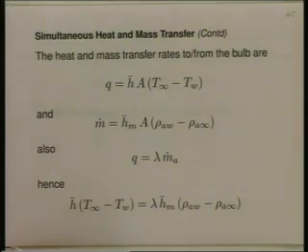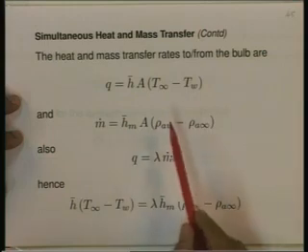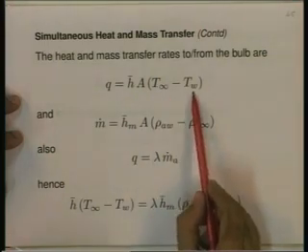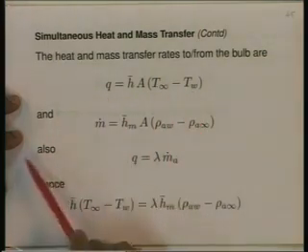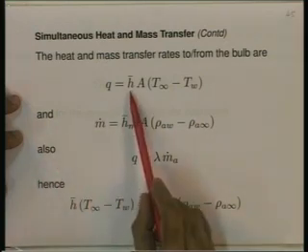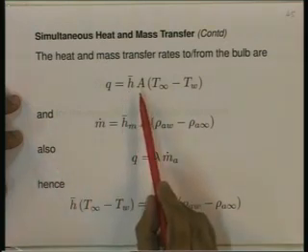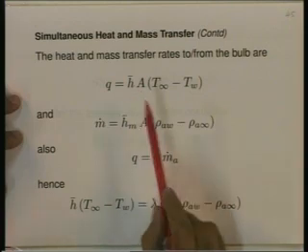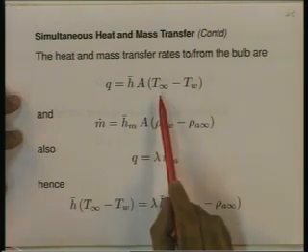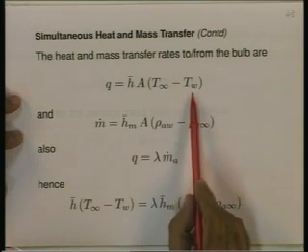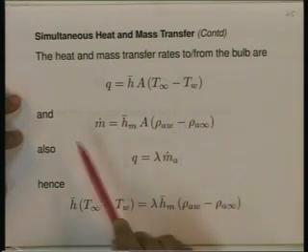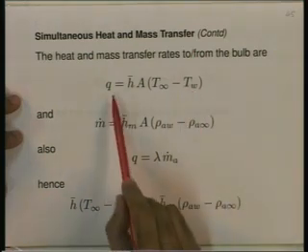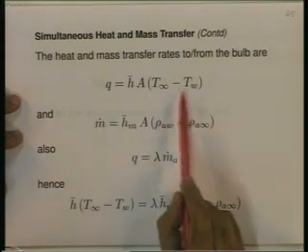The heat transfer rate from the surroundings to the bulb, because the surroundings are at a higher temperature, will be Q. Let it be represented by the average heat transfer coefficient into the area of the bulb into the temperature difference, in which case the free stream temperature minus the wet bulb temperature. So, this is the heat transfer from air to the bulb.